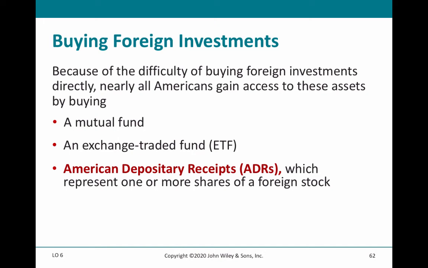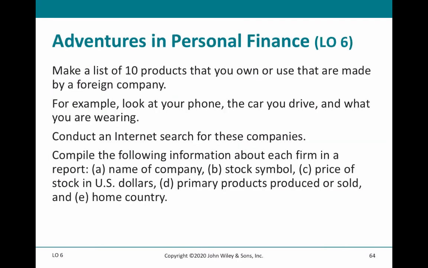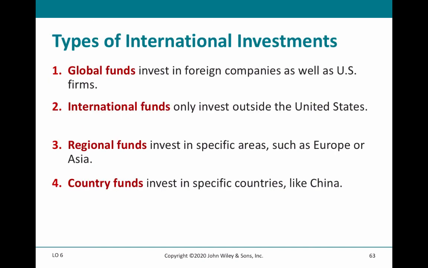How do you buy these funds? You can buy them through the ADR, or American Depository Receipts. More commonly, you buy them in a mutual fund or an ETF. That's how most Americans are going to be buying funds abroad. So there's different kinds of international investments. You can have global funds, which just are all foreign companies. International funds that do outside of the U.S. only. Regional is going to be in a specific area. And countries are going to be over a specific country, such as China.